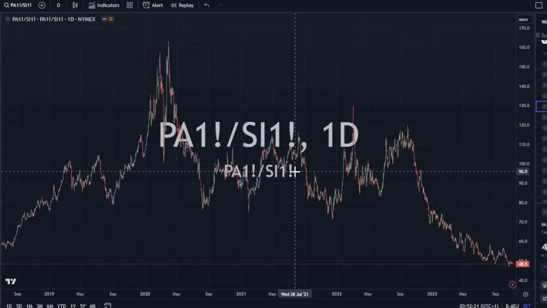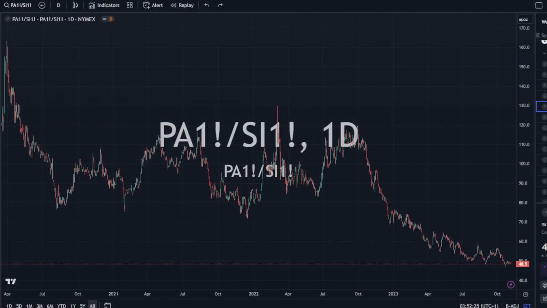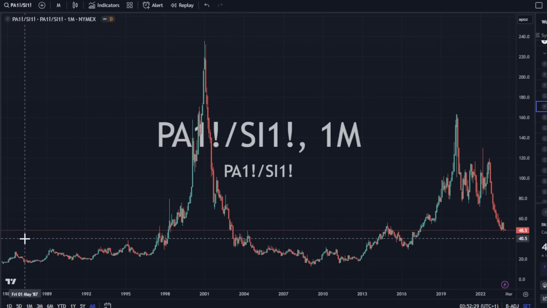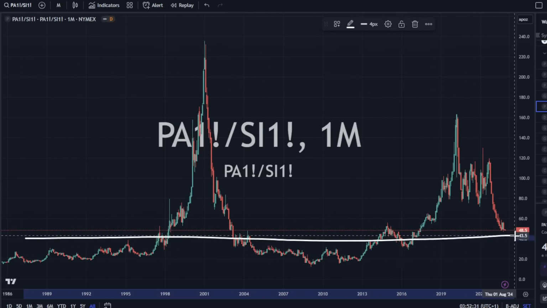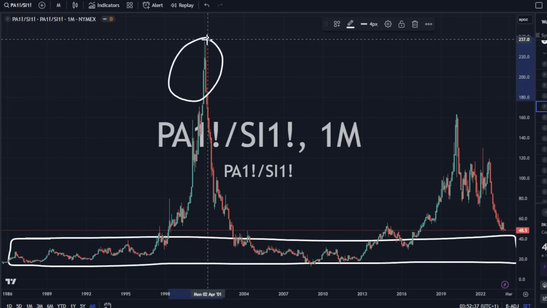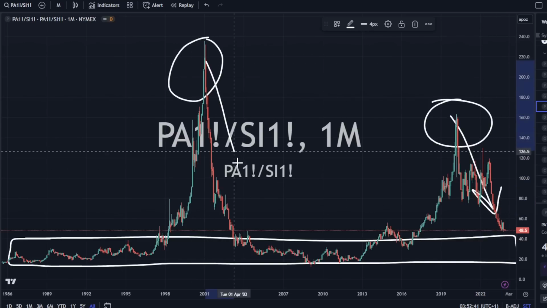Palladium versus silver. Silver's outperforming palladium. We've got a decline in the ratio, and silver's the denominator. So generally speaking, at the bottom here, this is a great time to accumulate palladium as this longer term bottom here. It's great to swap into silver at these tops here. Silver generally outperforms palladium.